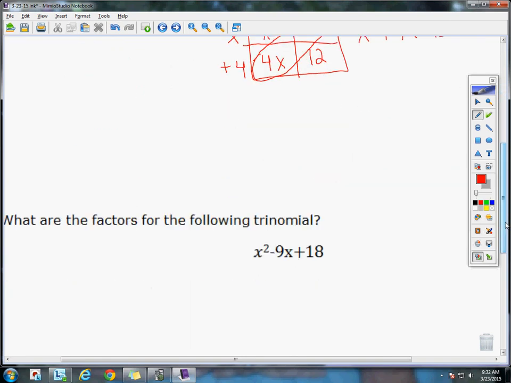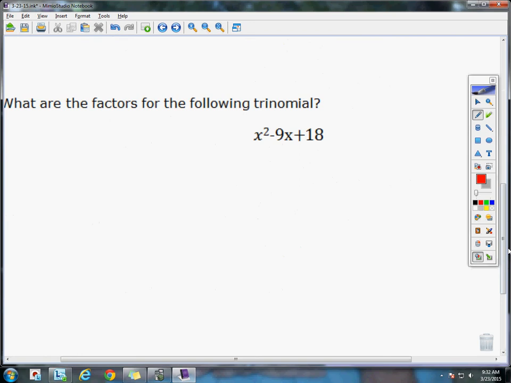Alright, number 9, same thing. What are the factors for the following trinomial? So I need two numbers that when I add them will get me negative 9, but when I multiply will get me a positive 18. So we'll do our little table again. Need two numbers to multiply to get 18, add to get negative 9.